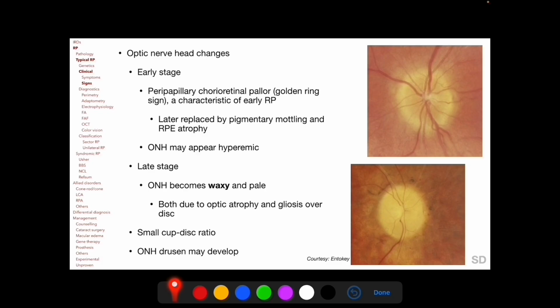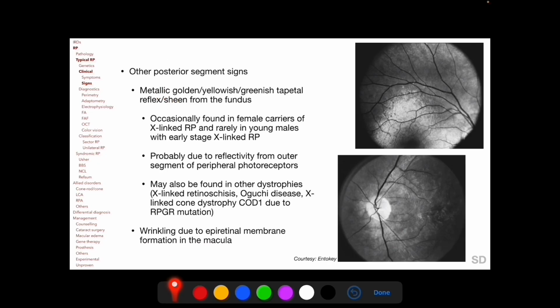The cup disc ratio is often small, and optic nerve drusen may develop in eyes with retinitis pigmentosa. A metallic sheen, as seen here in this black and white fundus photograph, is occasionally found in female carriers of X-linked RP and rarely in young male patients with early stage X-linked RP, and wrinkling due to epiretinal membrane, as seen here in this photograph, is often found in the macula of eyes with retinitis pigmentosa.